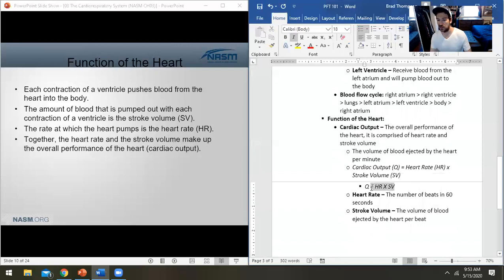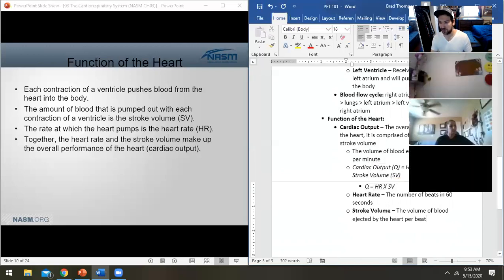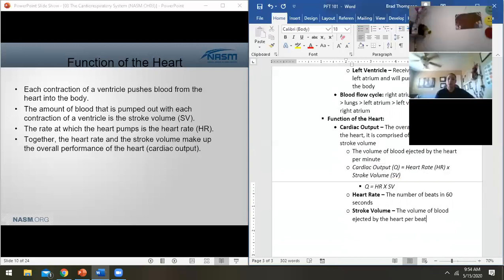You will sometimes see this equation here. Cardiac output is labeled as Q, by the way, which I always thought didn't make any sense. But the reason for that is because it's the quotient of blood being pumped.